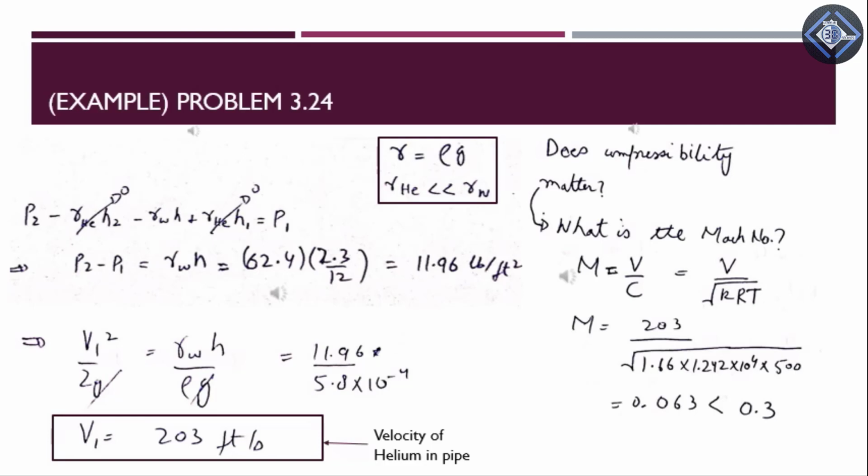We know the temperature of helium inside the pipe, and the local speed of sound c can be evaluated as c is equal to the square root of kRT, where k is the ratio of two specific heats and R is the specific gas constant. So the Mach number comes out to be 0.063, which is significantly less than 0.3. So the flow of helium inside the pipe can be assumed to be incompressible.